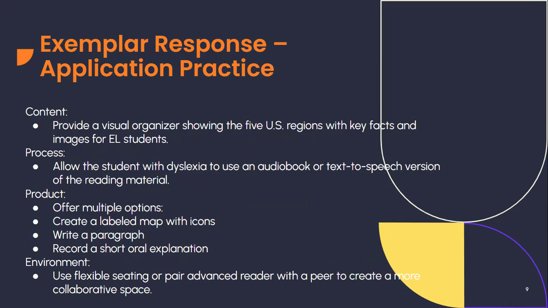So now let's look at the exemplar response. This is just one example of how a teacher might differentiate for this class. Notice how each strategy aligns with specific student needs. The visual support benefits EL students. Audio tools reduce reading barriers for the student with dyslexia. And choice in the product allows all students to demonstrate understanding in ways that suit their strengths. Collaboration and flexible grouping foster a more inclusive environment. These small shifts create a more responsive and equitable classroom experience. And let's be honest, it's just more interesting.